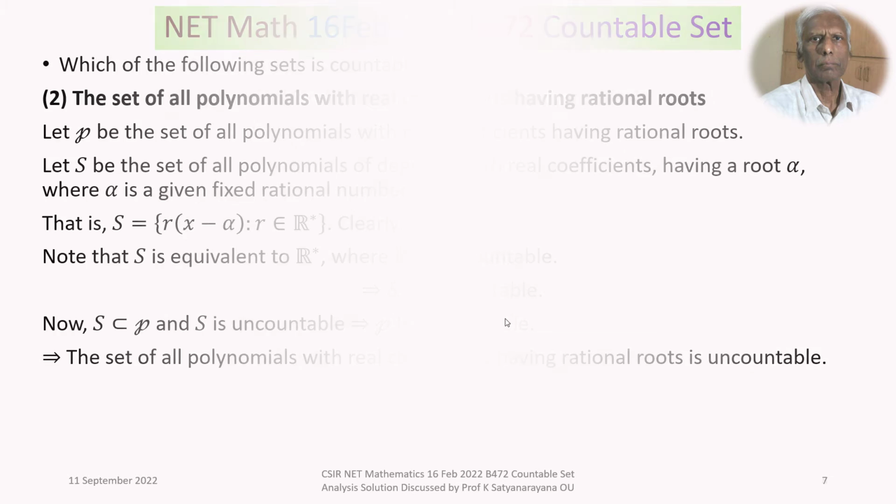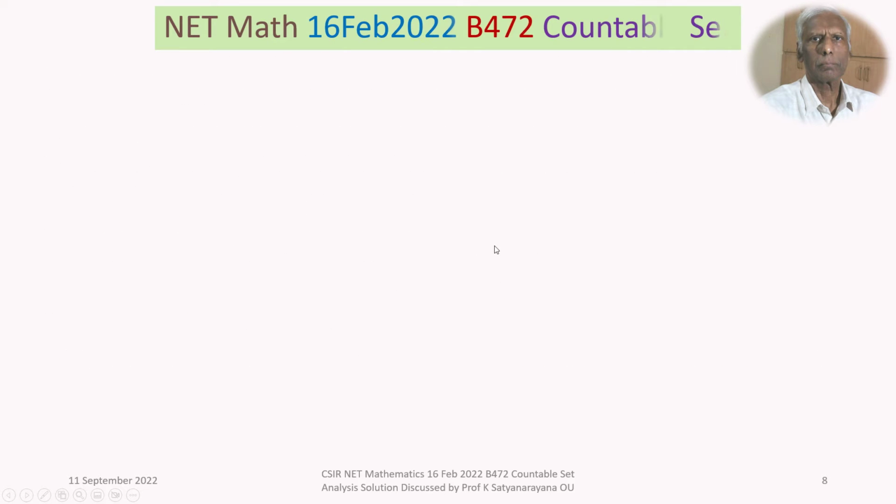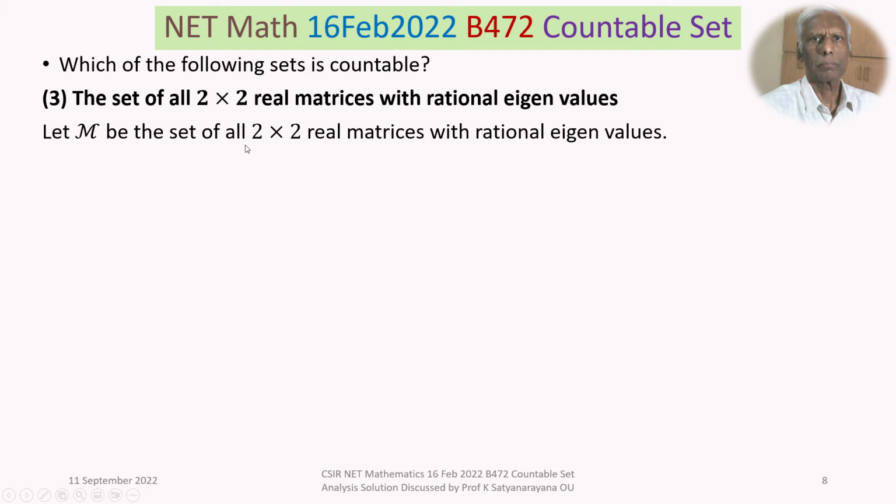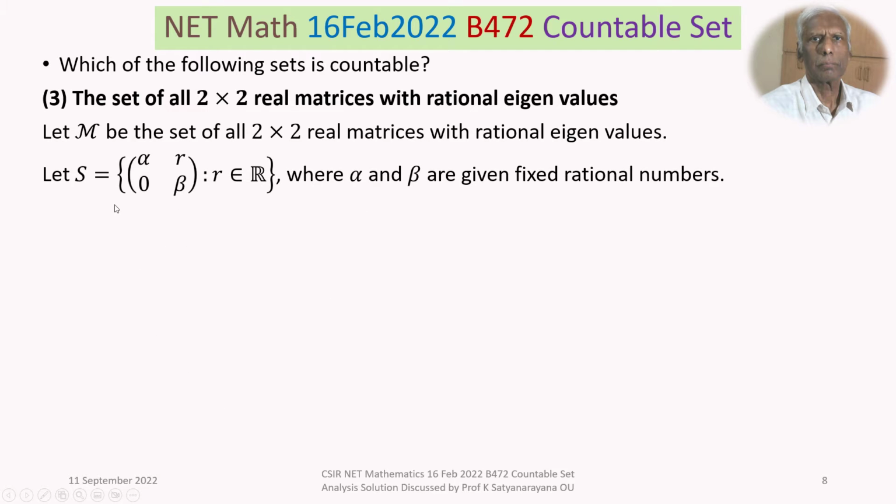Okay, let's move to the next option. Option 3. The set of all 2 by 2 real matrices with rational eigenvalues. Let script M be the set of all 2 by 2 real matrices with rational eigenvalues. Let us consider the set S consisting of 2 by 2 matrices whose first row is alpha, r, and second row is 0, beta, where r is any real number, and alpha, beta are given fixed rational numbers.